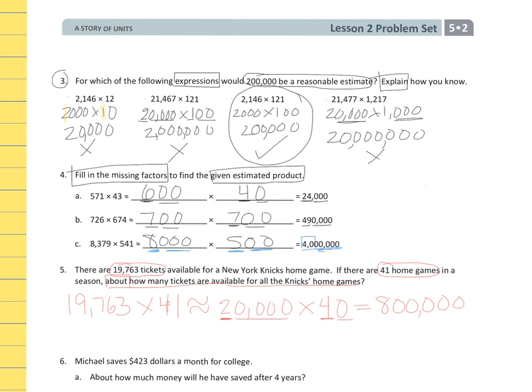Now, what does that mean in the word problem? How many tickets are available for all of the Knicks home games? We're going to write a sentence. There are about, we need to make sure we put the word about since we're finding an estimation and not the exact answer. There are about 800,000 tickets available.